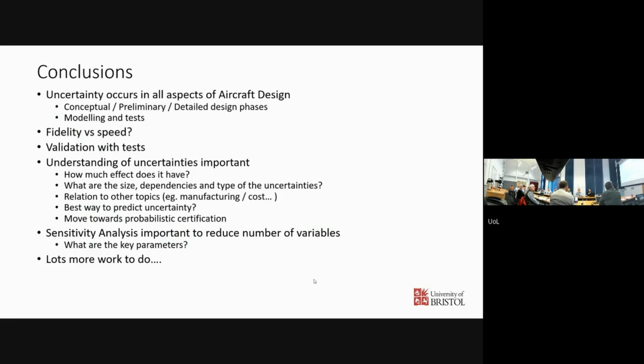Happy to share details of those or other work, but the main conclusion is that uncertainty occurs in all aspects of aircraft design, be it the conceptual, preliminary, or detailed design phases. And it's not just the modeling, it's tests as well, but also things like manufacturing and finance. I think you've still got big trade-offs between fidelity and speed, and particularly at the conceptual level, how do you start making trade-offs, even probabilistically, based on very little information?